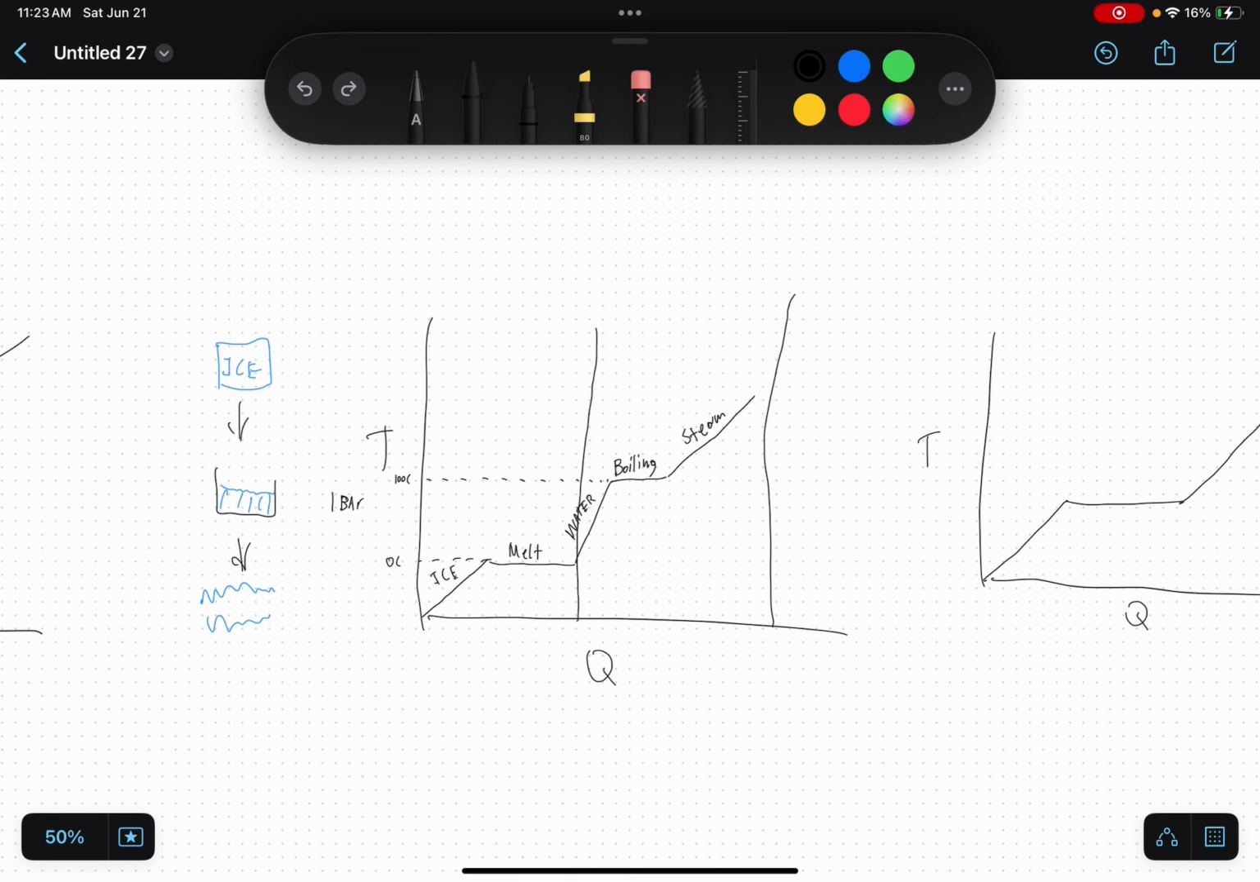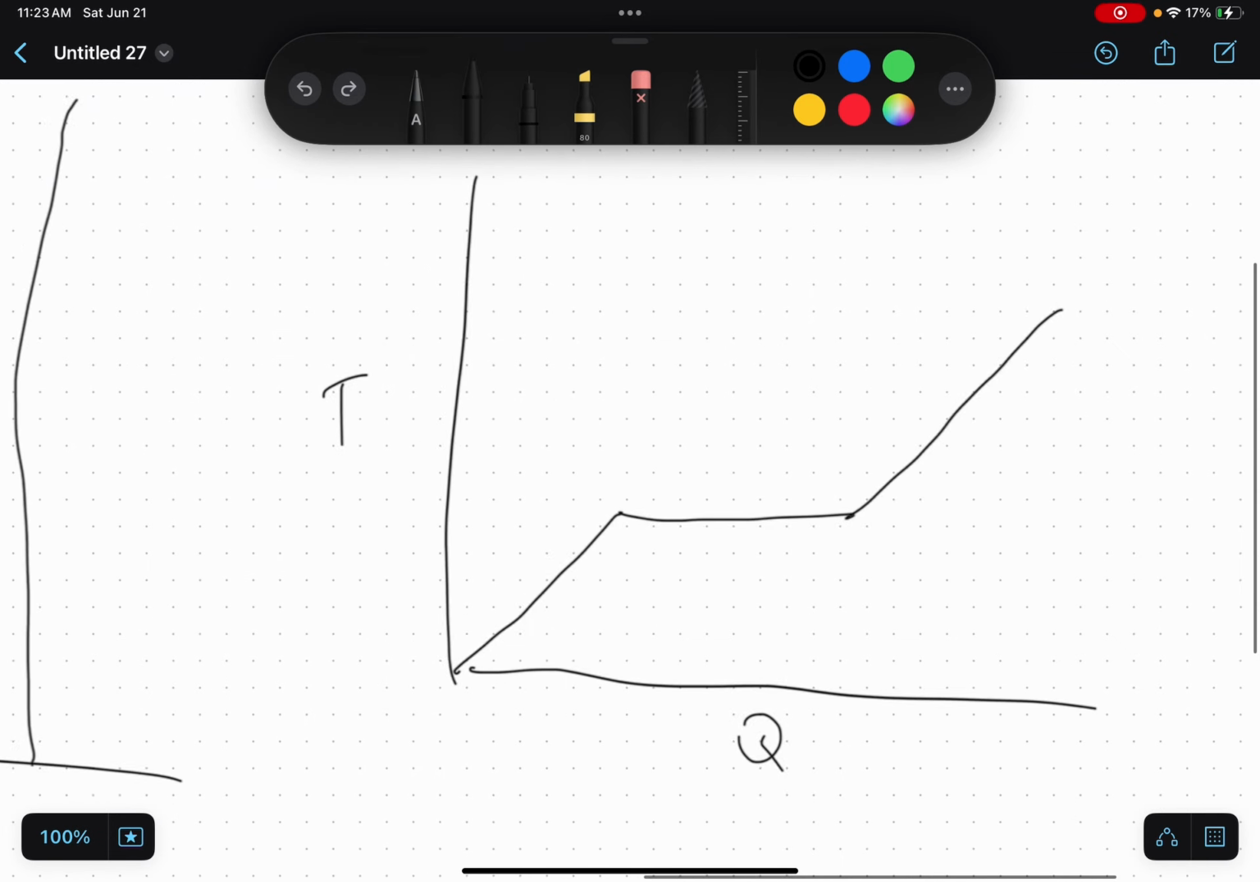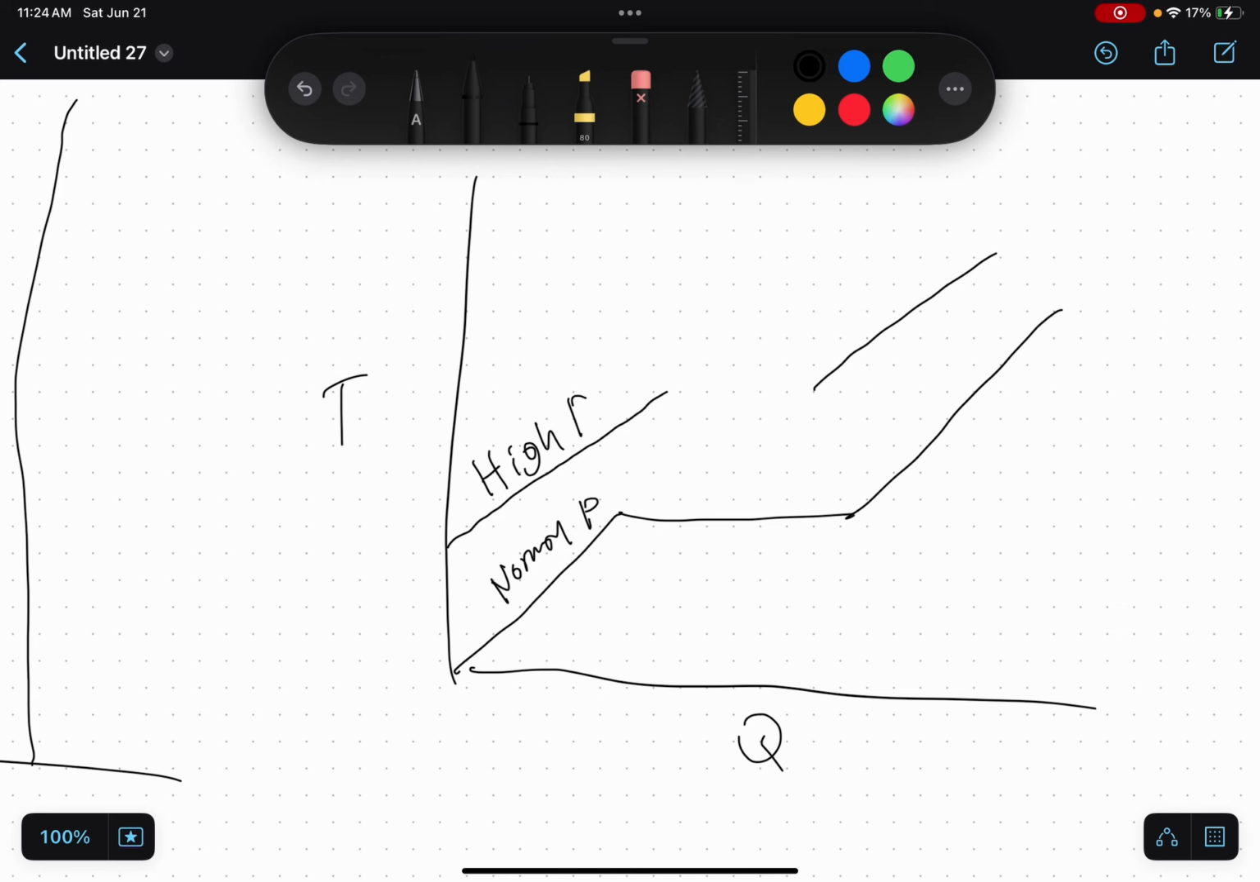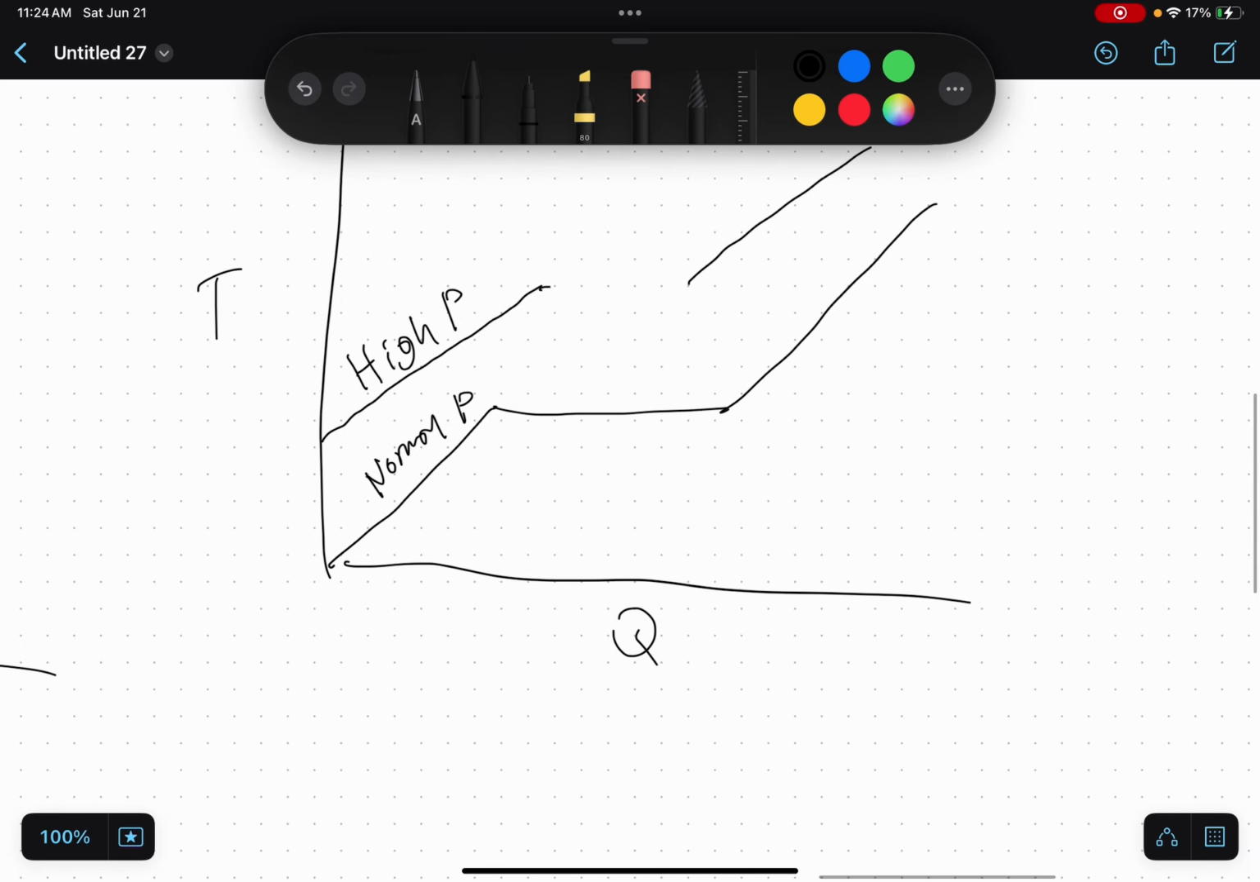If the pressure is higher, what ends up happening is everything moves up a bit. I want to draw this well. I'm going to say your pressure is way higher. Normal P, high pressure, and then we'll do a low pressure.